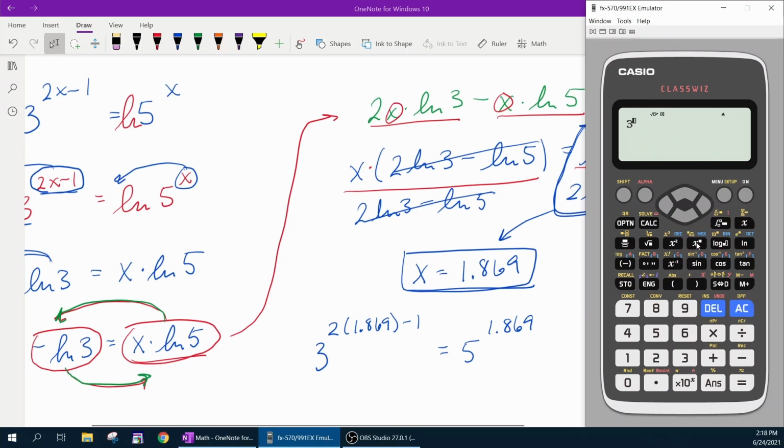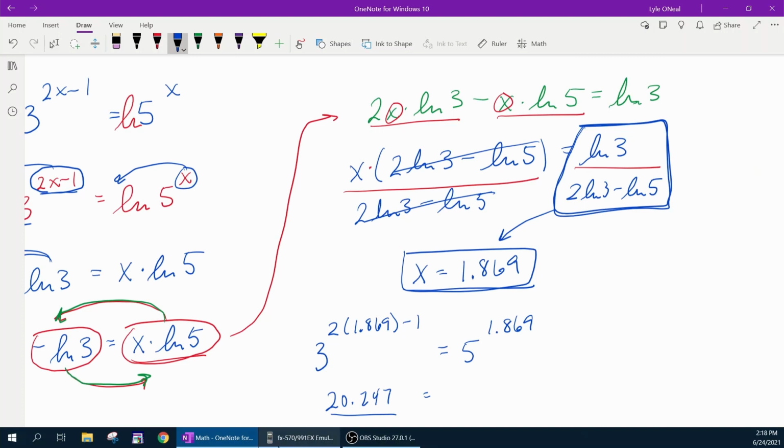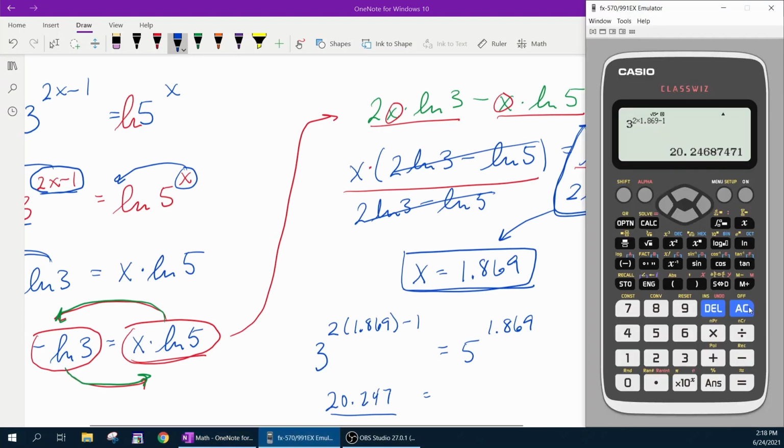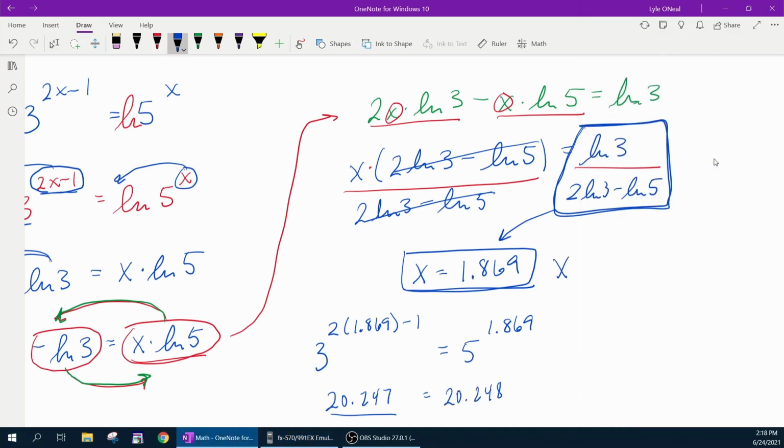So here we go. Checking. We're going to have 3 to the 2 times 1.869 minus 1. And that is 20.247 rounded. Now we're going to calculate the right-hand side and see if we get 20.247 or very close to that. 5 to the 1.869, 20.248. So we're within a thousandth. And so that makes me feel really good about this answer because these decimal approximations are almost identical.